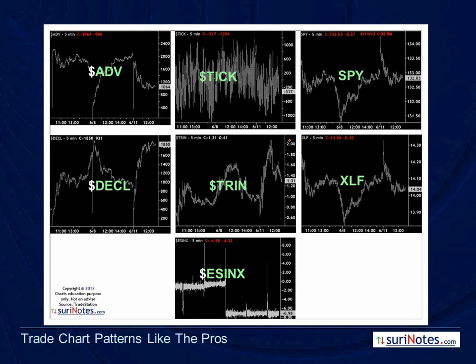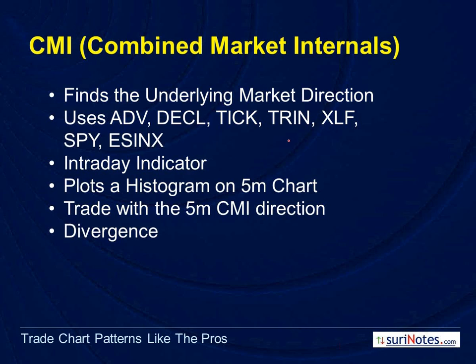So I spent a couple of years finding a single way to represent all these 7 which I wanted to use, and that's how I built an indicator called combined market internals. It uses advancers, decliners, tick and trend. XLF is the financials ETF, and the spiders, because I really think spiders drive the market. ESI and X is an arbitrage, a premium index, and it's purely an intraday indicator. It's not for a daily or weekly chart. I plot it on 5 minutes, and there is a 1-minute version called the CMI ribbon, but I won't really talk about that one.